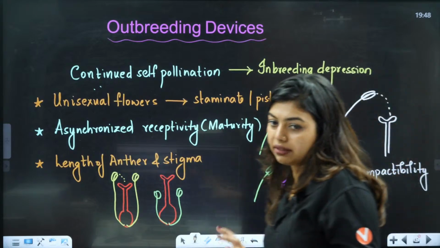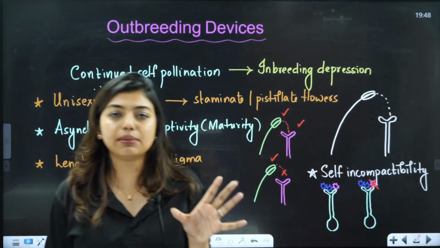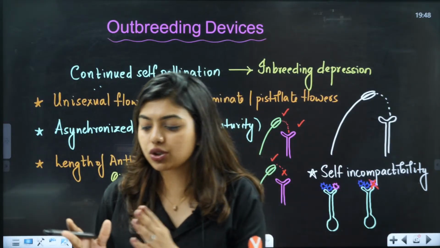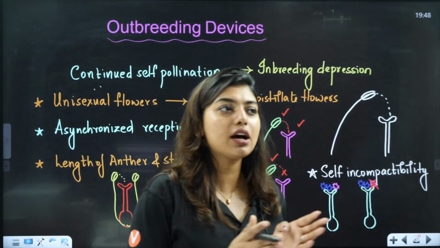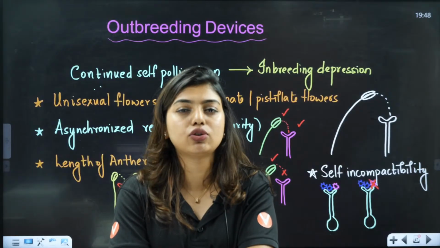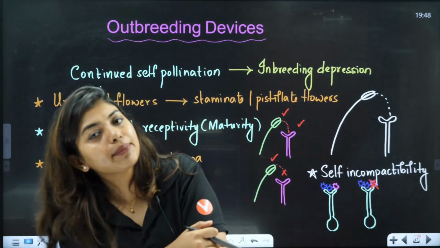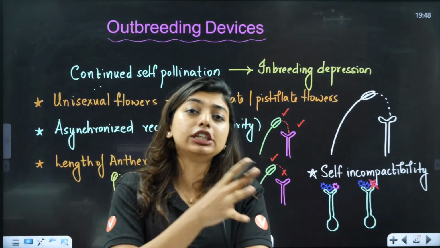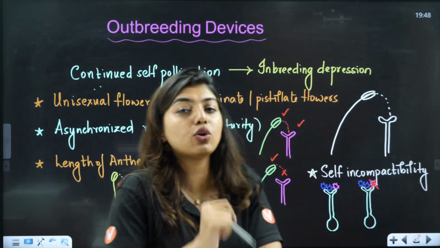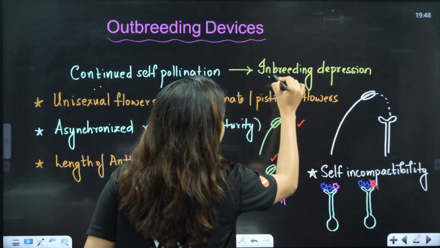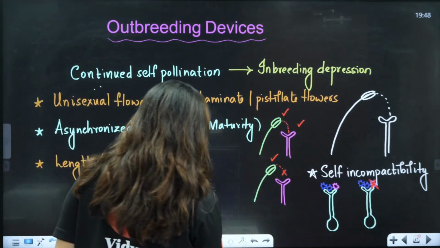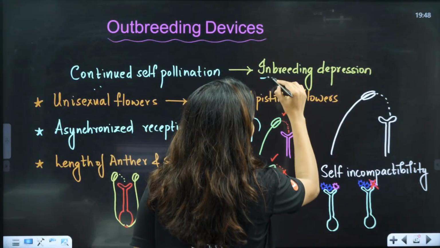Now, outbreeding devices. Outbreeding devices are very simple. If you continuously sit in a room, you will get depression. You don't talk to anyone, you don't message anyone, you don't listen to music, you don't watch movies, you only sit like this and you'll be like, I will not talk to anyone. You're going to have depression. Same thing plants also go through. Because they do continuous pollination, but if they are continuously going to do self-pollination, they are going to have something called inbreeding depression. What are they going to have? Inbreeding depression. Now students, to avoid inbreeding depression also, the plants have a few tools.